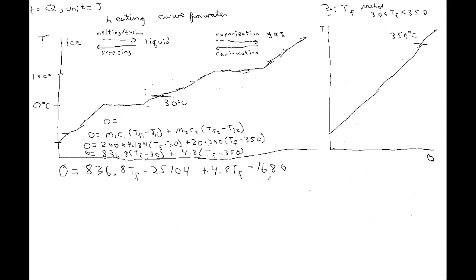Minus 7,084. Sorry, oops. It's 4.8 times 350. 1,680. Okay, so is this what you have written down now? Yeah. Okay, so now what? So 836.8 plus 4.8 is 841.6 TF minus 25,104 minus 26,784. So 26,784 is equal to 841.6 TF.